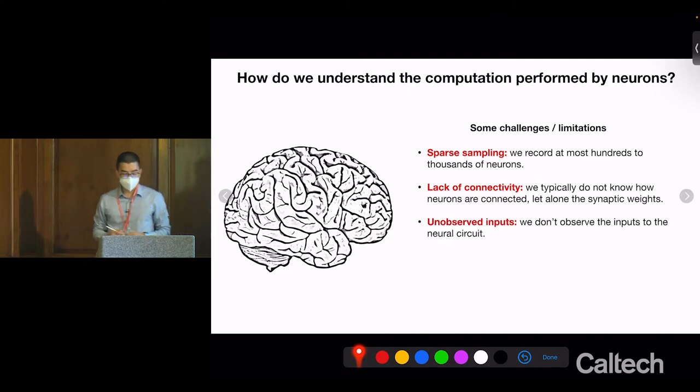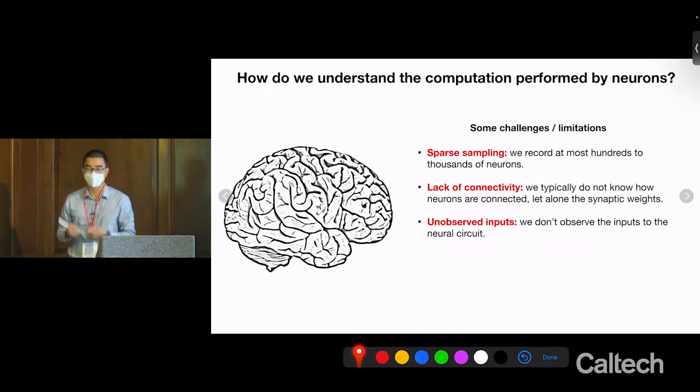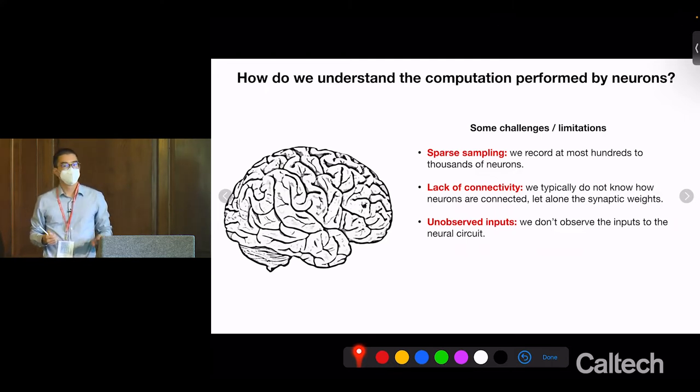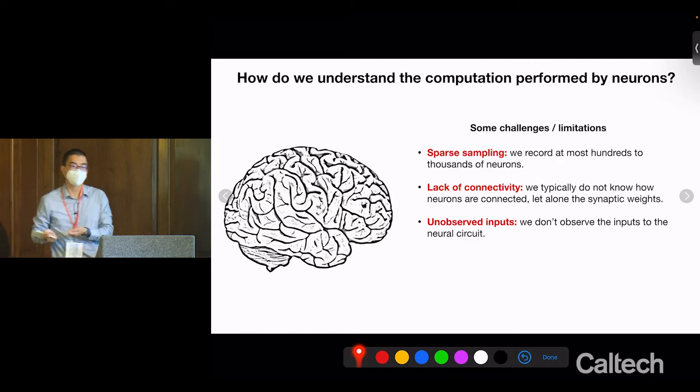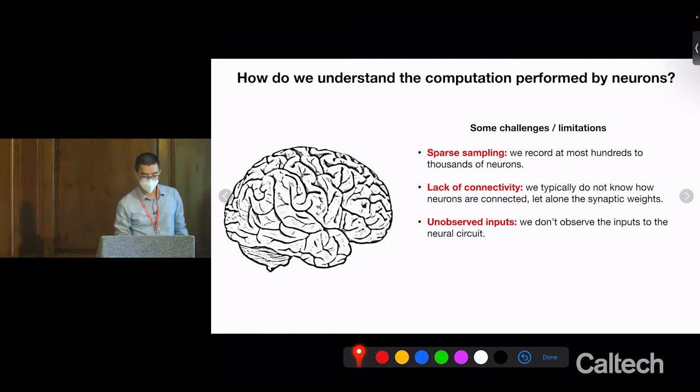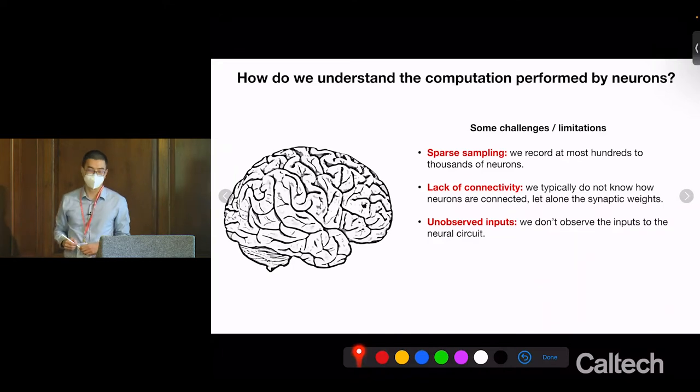Third, we don't observe the inputs to a cortical area that we're recording from. So we could be recording from the motor cortex, and the motor cortex receives inputs from several areas. One of them is the prefrontal cortex. And so the prefrontal cortex itself is doing some computations that then produce an output that is given to motor cortex. But if we're only recording from motor cortex, then we won't know what the format or the structure of those inputs into motor cortex are.